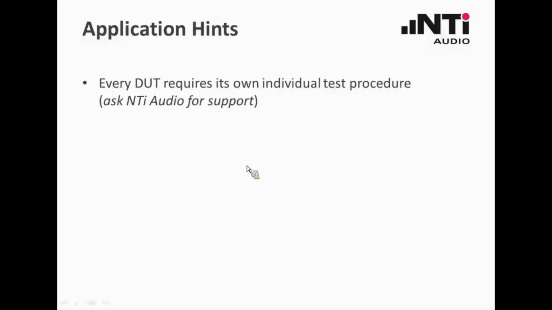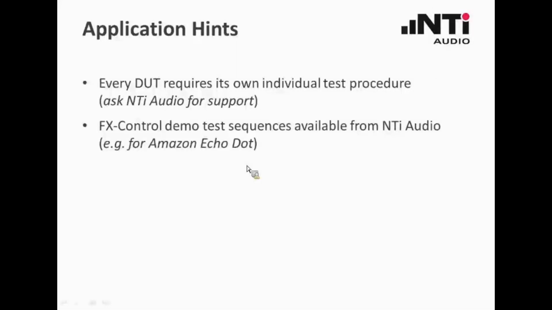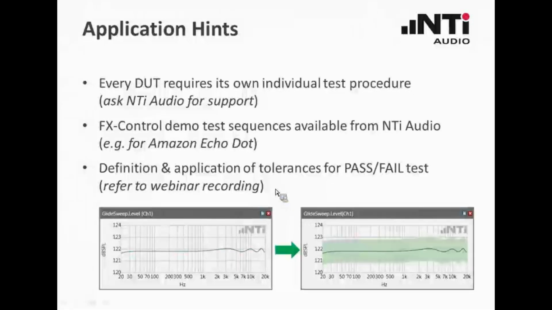Second, we are providing some test sequences, for instance, for the Amazon Echo Dot device, which you see here on my desk, which simplifies the whole setup procedure for you. And last but not least, normally you want to apply a pass-fail test, which means you want to sort out the not good working devices from the good ones. And for that, you need tolerance limits, you need acceptance criteria.